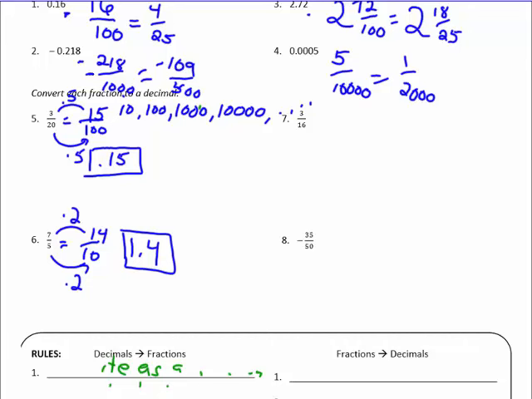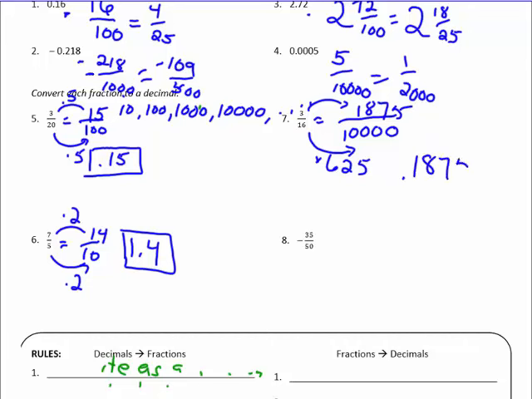Now, for the 16, this one's a little bit more challenging, I have to say. First of all, I know 16 does not go into 10. I know it does not go into 100. It does go into 10,000, believe it or not. And I know it goes into 10,000 625 times. So I have to multiply by 625. When I multiply this by 625, I'm going to get 1,875. So 1, 2, 3, 4 decimals, 1, 2, 3, 4 decimals.